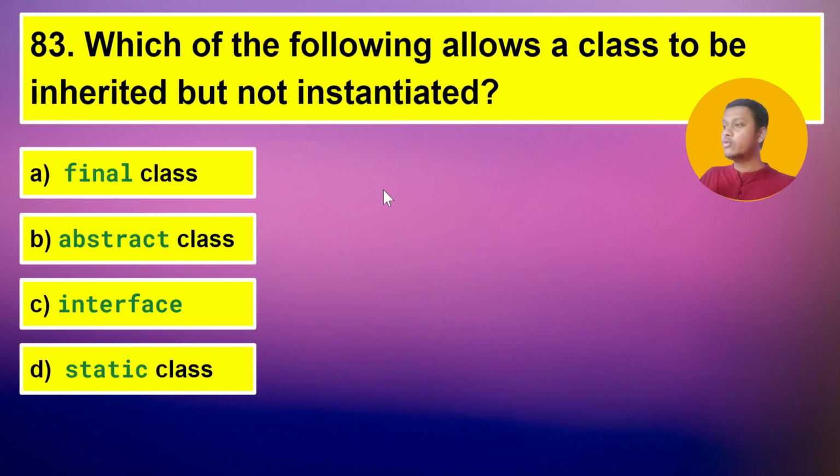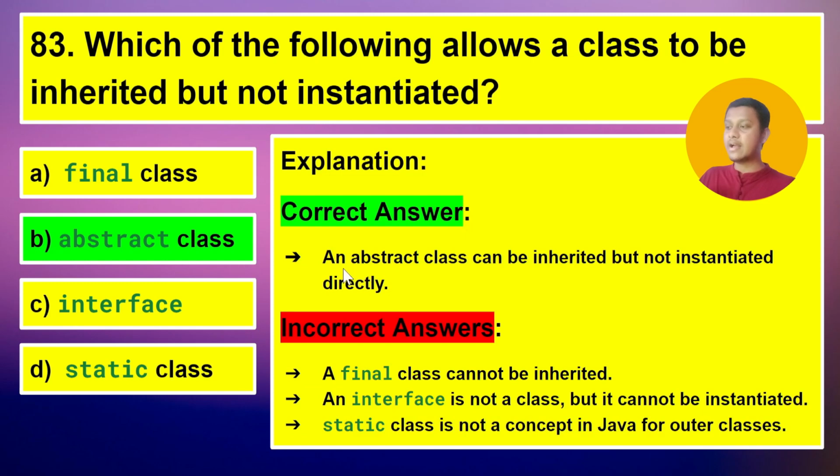Our next question is, which of the following allows a class to be inherited but not instantiated? Final class, abstract class, interface, static class. So here the correct answer is abstract class. An abstract class can be inherited but not instantiated directly.